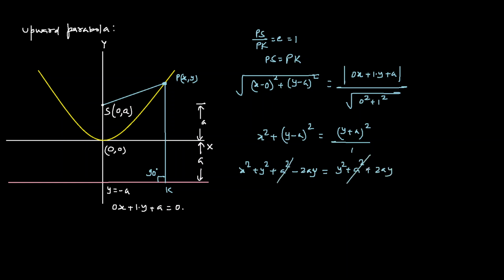A square are cancelled out. Similarly, y square are also cancelled out. So we are left with x square equal to 2ay plus 2ay. So this is x square equal to 4ay. This is the equation for the upward parabola, which is symmetrical about the y-axis. So its principal axis, this is the principal axis, which is the y-axis, or x equal to 0.